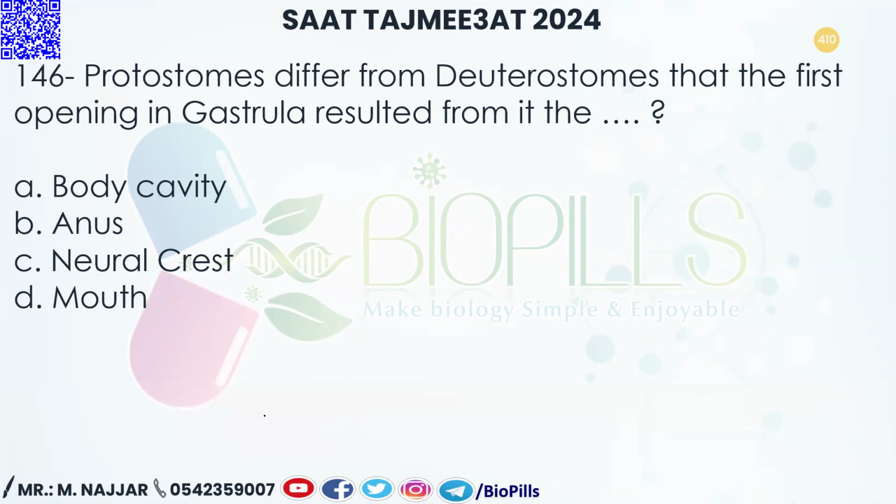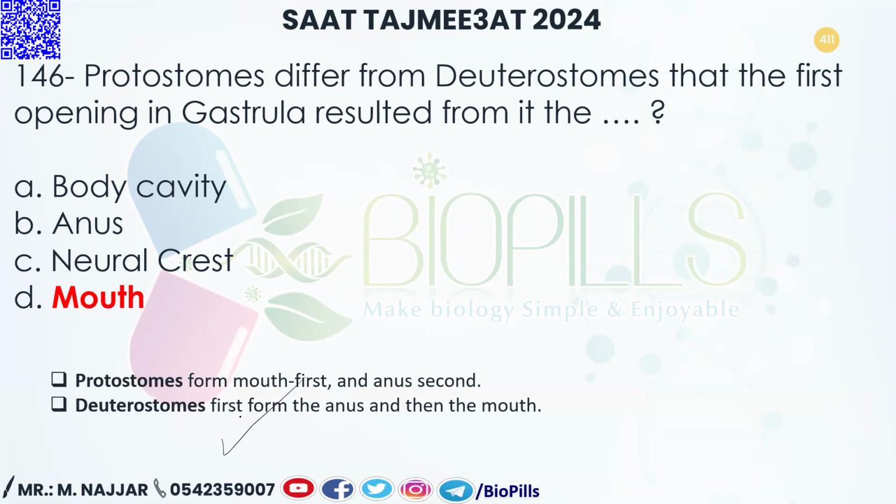Protostomes differ from deuterostomes in that the first opening in the gastrula results in it. Proto, mouth first. Yes, you are right. Deutero, mouth second, so the anus first. Protostome, mouth first, anus later. Deuterostome, anus first, mouth later. Correct. Radial symmetry means centered around the middle or around the central axis. Here is the difference.